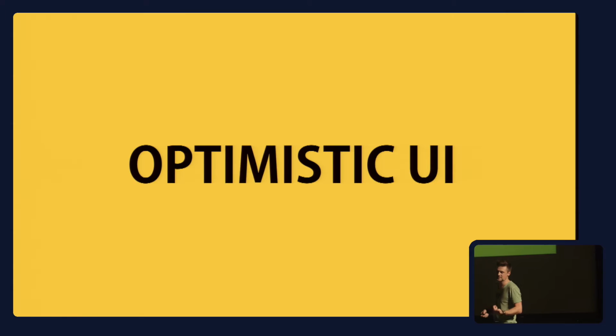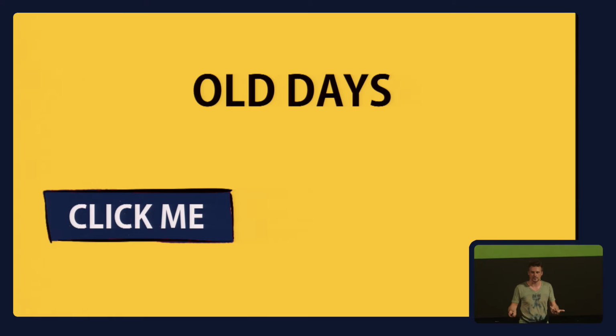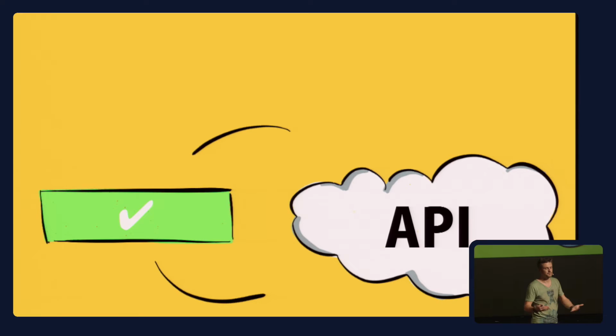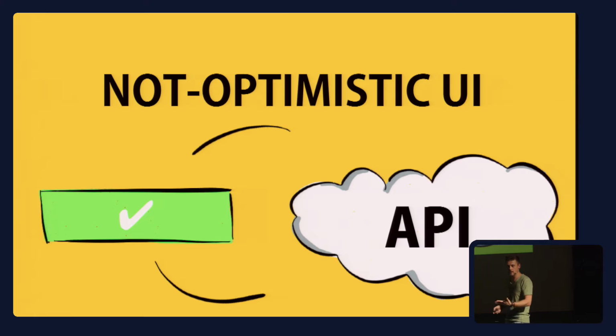So in the good old days, how did interactions on websites work? The user clicks a button, we switch to a disabled state, send the request to the server or API, get the response from the server, and update the state of the button. Okay, nothing really optimistic in this UI. So it's not optimistic UI.